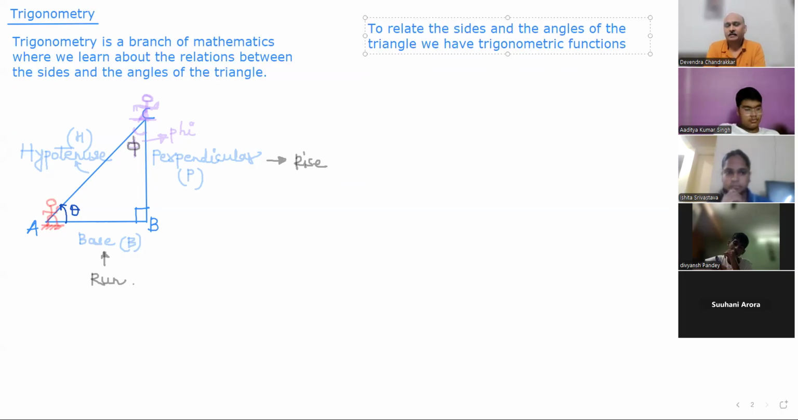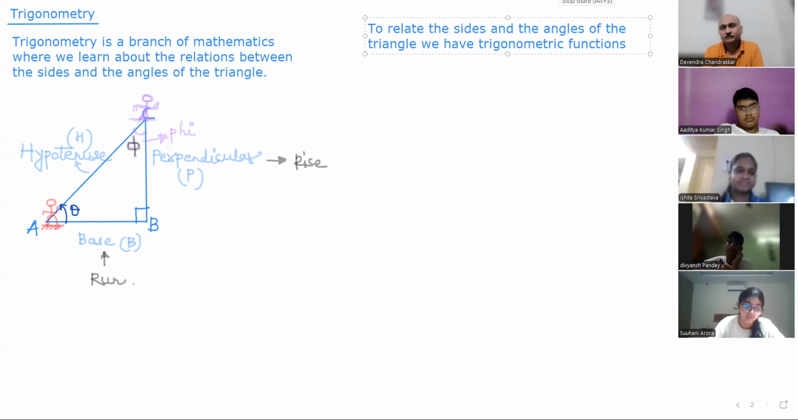Technically, what do you understand by functions? Any idea about functions?